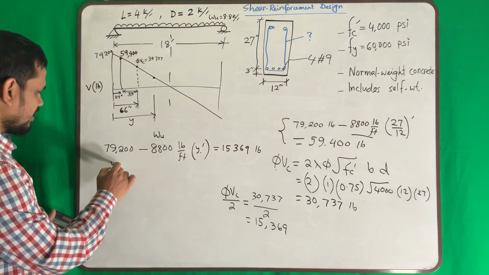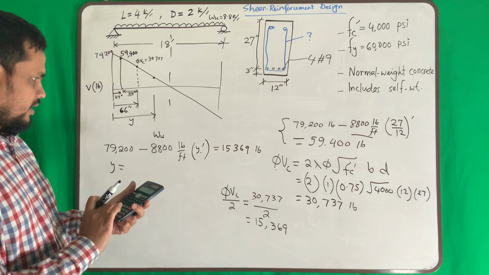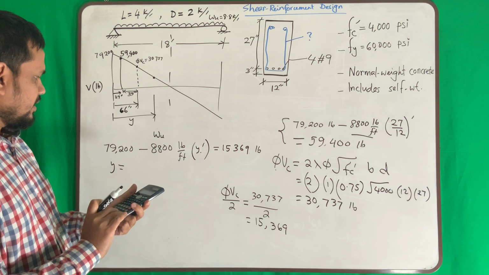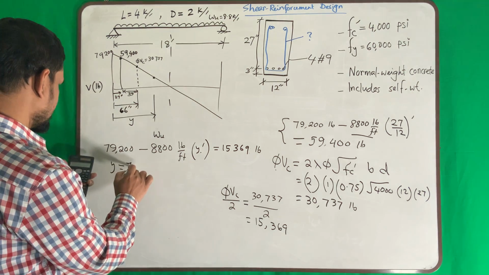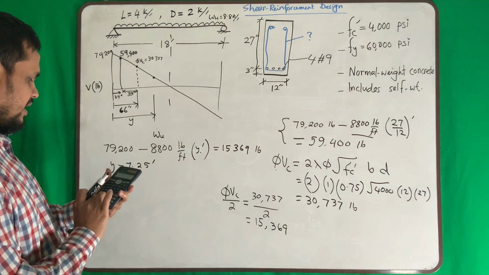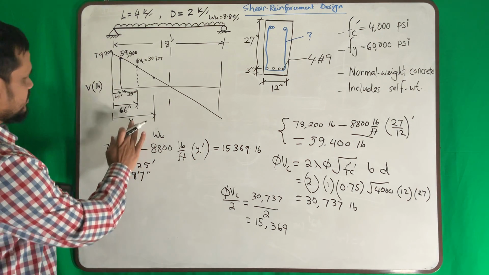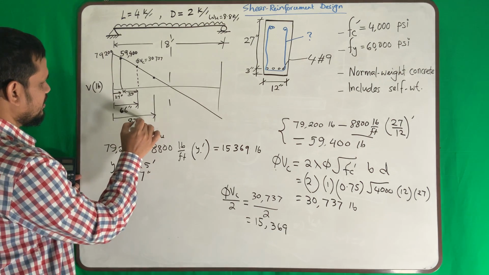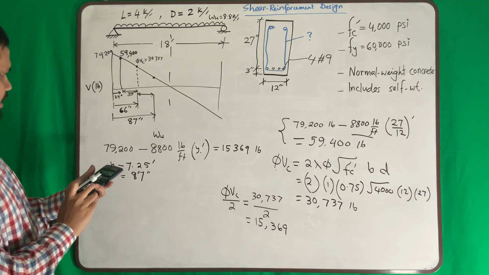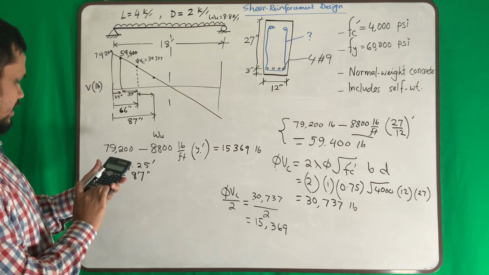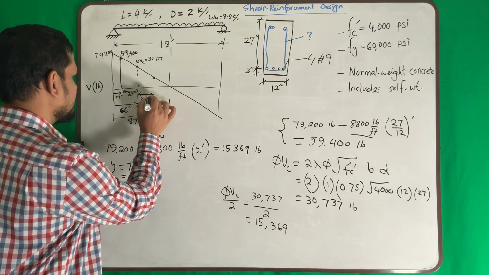Now what is my y? Calculate it. I am skipping one line here. 15,369 divided by 8800. So it's 7.25 feet, and if I multiply by 12, it becomes 87 inch. So here to here is 87 inch. Then what is here to here? 87 minus 39 minus 27. So this portion is only 21 inch.